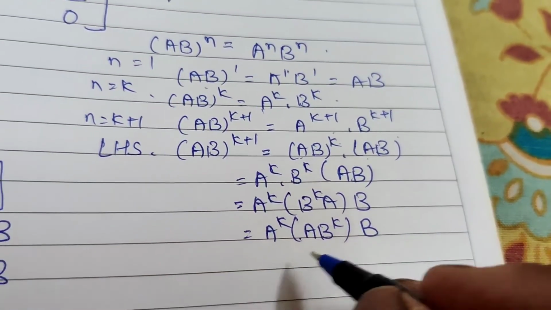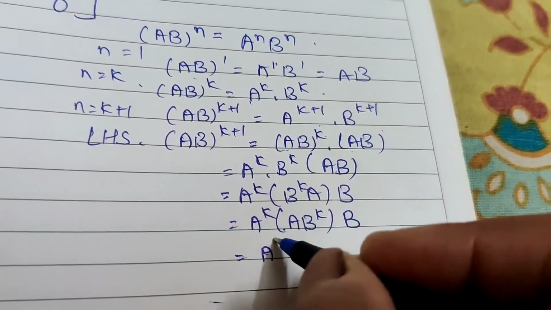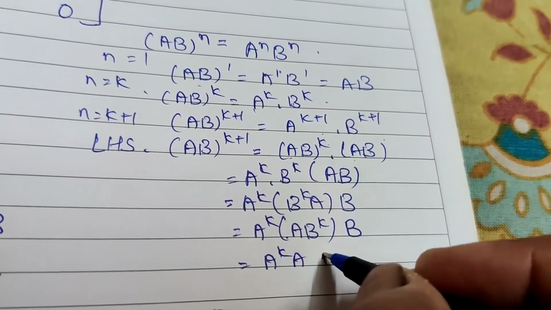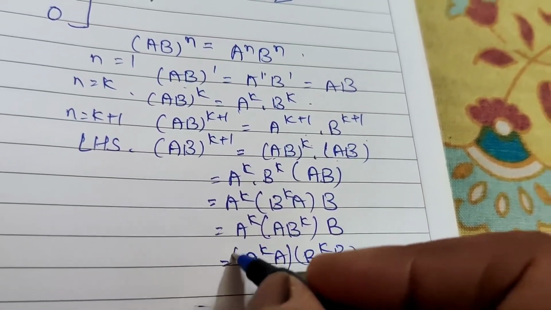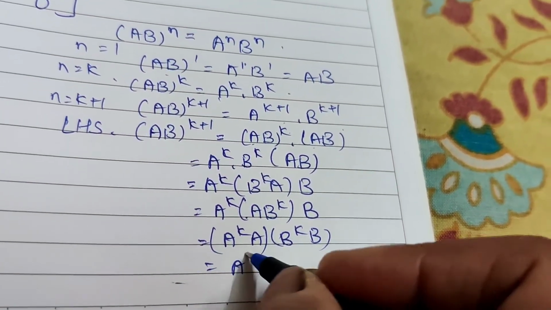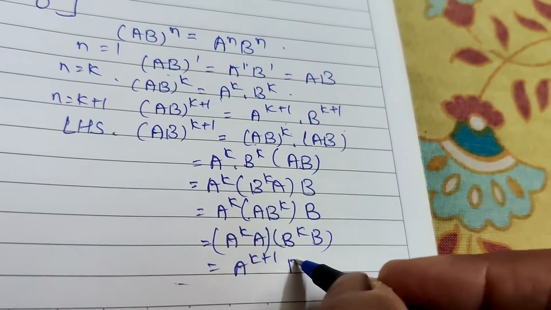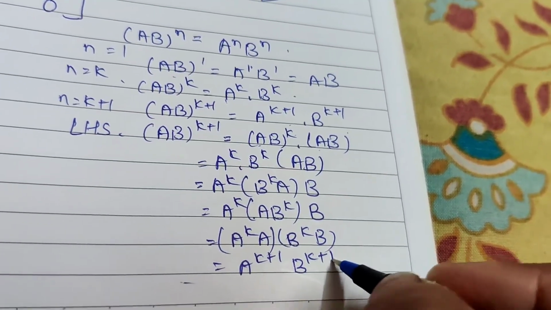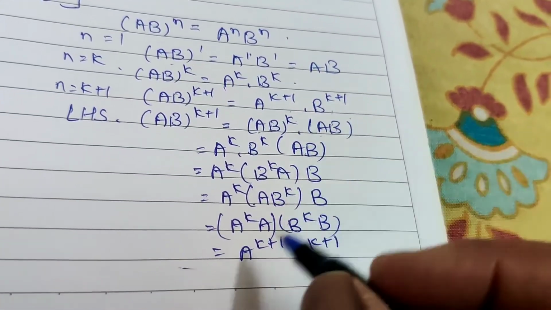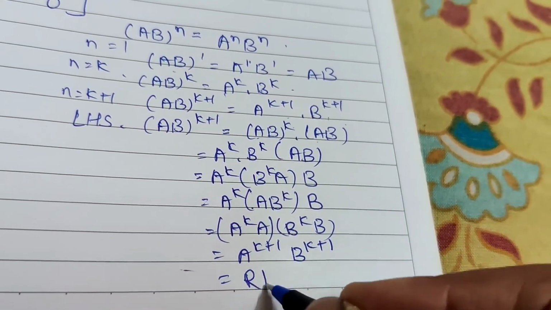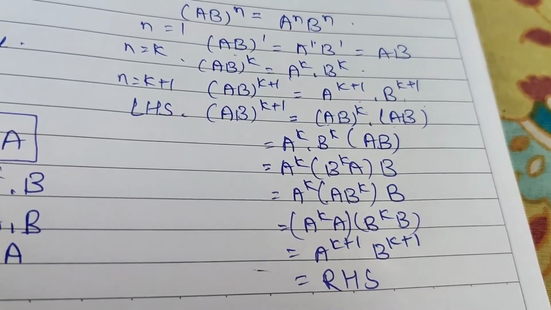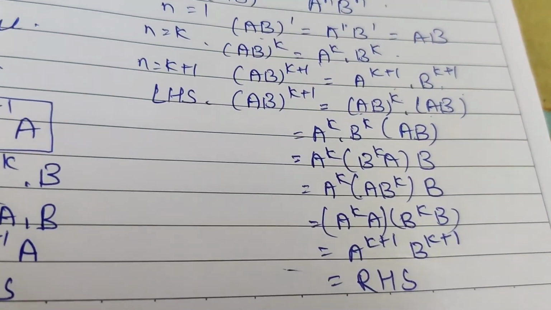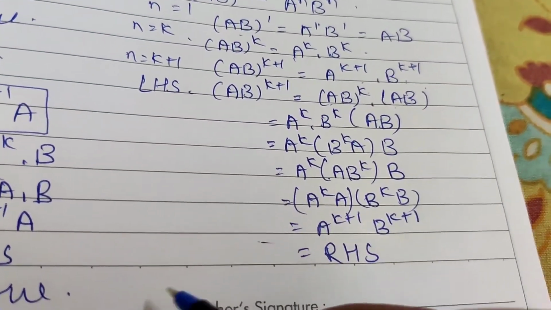into b, दोनों इक्वल है. तो हम लोग इसको a raised to power k into a, b raised to power k into b इधर ब्रैकेट कर दें. तो ये होगा a raised to power k plus 1 and this is b raised to power k plus 1. This is the RHS. It means this result is true for k plus 1. This is the result is true for n equal to k plus 1.